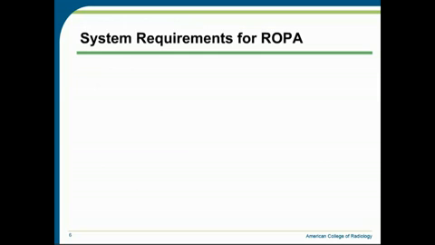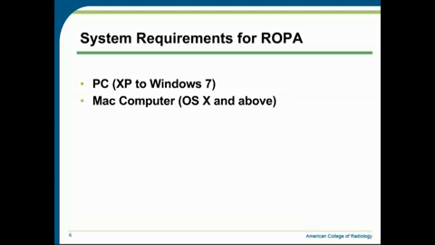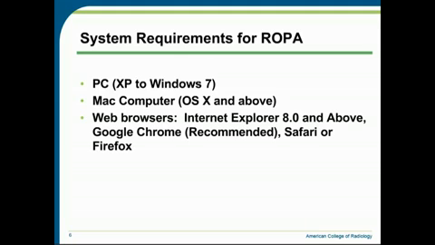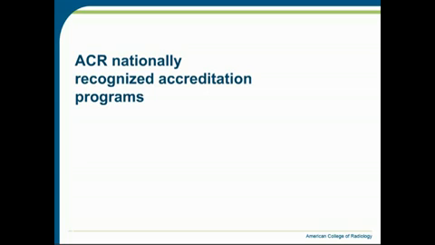So basically what we need you to have to even just start with the ROPA program are a few things. If you have a PC, you have to make sure that the minimum requirement operating system is Windows XP to Windows 7. We do not support Windows 8 currently. If you have a Mac computer, make sure you have OS X and above. Web browsers, minimum Internet Explorer 8.0 and above. We do recommend that you use Google Chrome as the preferred choice, and also Safari and Firefox.